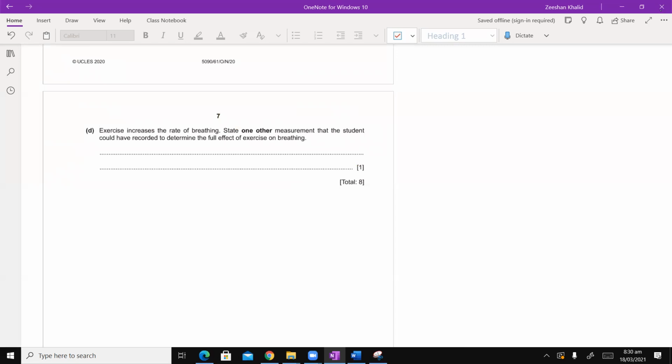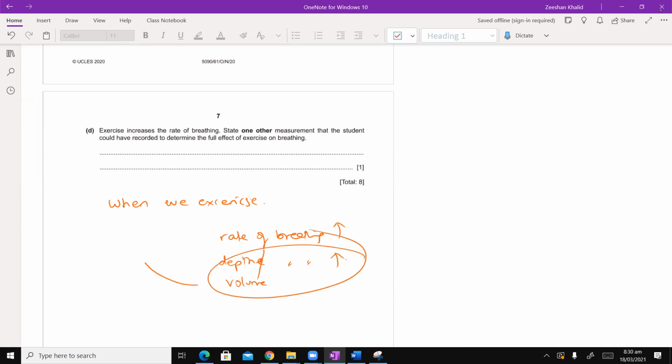And then finally, exercise increases the rate of breathing. State one other measurement that the student could have recorded to determine the full effect of exercising. Now, you have to understand that when we exercise, two things happen. It's not only the rate of breathing that increases, there is a second factor, and that is the depth of breathing, which is also the volume. Okay? And this also increases. So the answer here is the depth could also have been recorded. Okay.